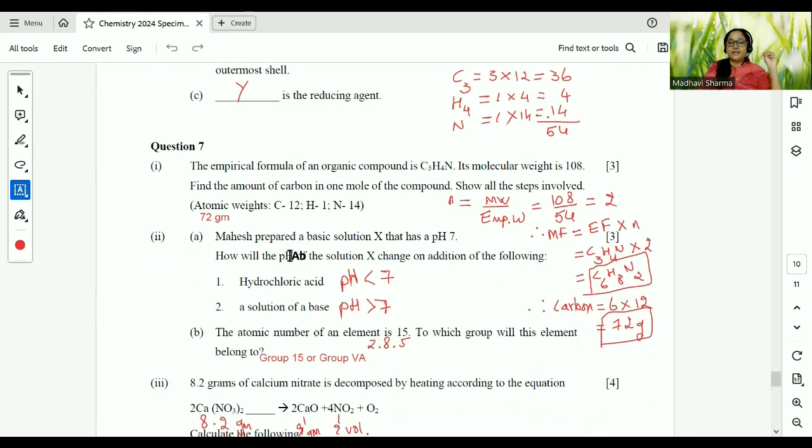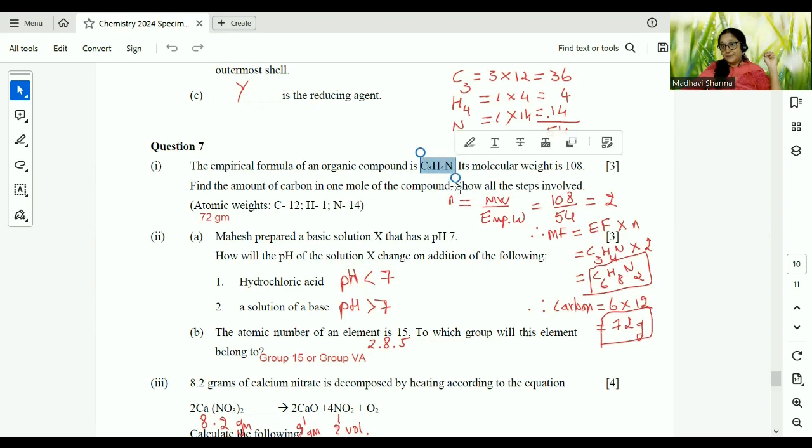Question number 7. The empirical formula of an organic compound is C3H4N. Its molecular weight is 108. Find the amount of carbon in 1 mole of the compound. Show all the steps involved. I have written, the answer is 72 grams, by the way. And the steps are here.